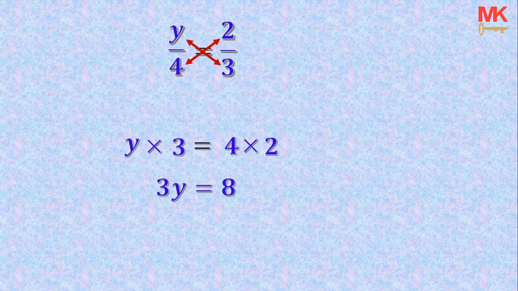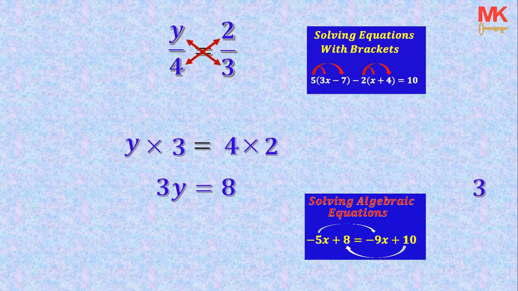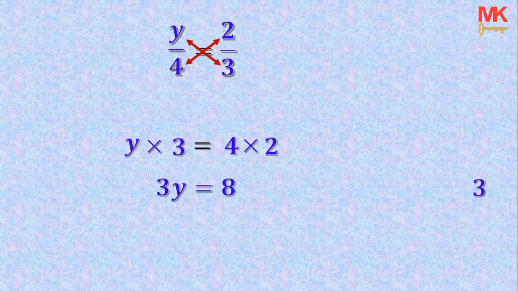Okay, so we're just going to divide both sides of this equation by the coefficient of y, which is 3. If you want to find out why we're dividing both sides, you can watch our video on solving algebraic equations with bracket or without bracket. So just go straight forward and divide both sides of this equation by the coefficient of y, which is 3. That means we're going to have fractions whose numerators will be 3y and 8.